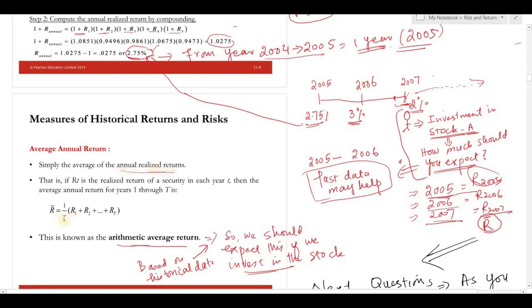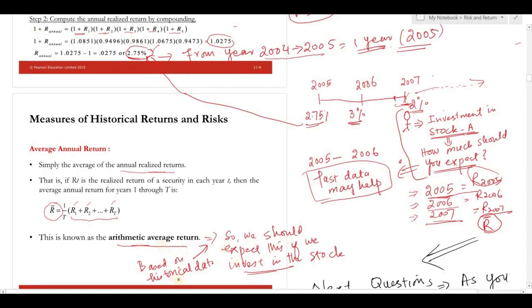Okay, so 1.1 divided by t means 3 years, 1, 2 and 3, and this is the year 2005, 6 and 7, and you are investing for 2008, so it means you should expect this return if you are investing. And how did we get it? Based on some historical data. Okay, and this we call the arithmetic average return.